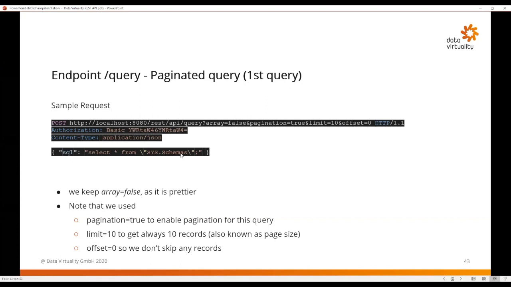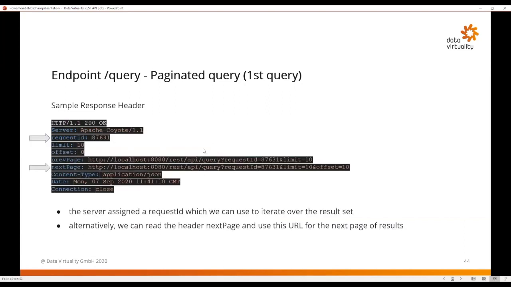We provide the SQL statement the same way, select star from sys.schemas, all as we know it, just pagination true, limit 10, this is just what I'm going with here, and offset 0, so we don't skip any of the very first records. And now if we get the response, we have to make sure that we also await the response header so that we actually know how to proceed.